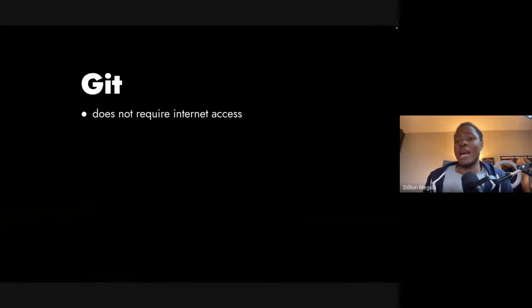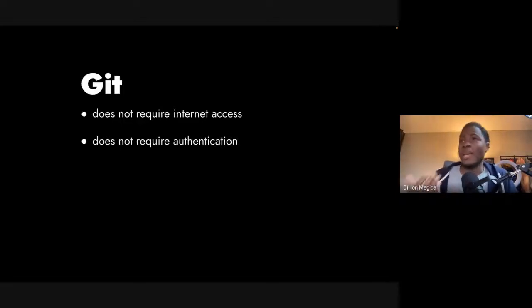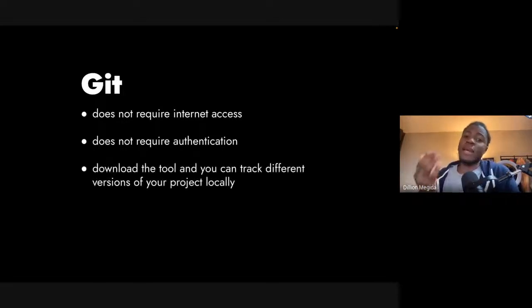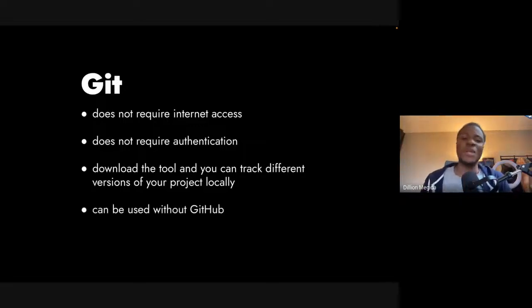Git does not require internet access. If I'm working on Git locally on my device, I can choose to have internet or not be connected to any Wi-Fi, and I will be able to use the features of Git as much as I want. Git does not require authentication. I don't need to log in. I don't need to enter my email address or password or anything. It can work directly on my device. Once I download Git, I can track different versions of my project locally. And I can use Git without GitHub. But again, GitHub is there for a purpose, as we would soon see.